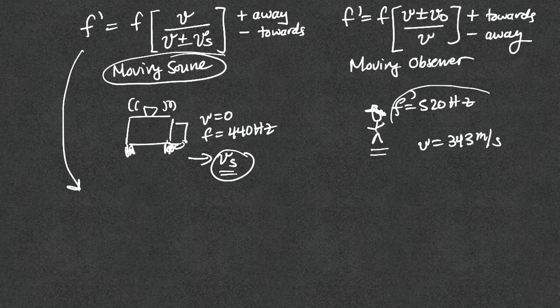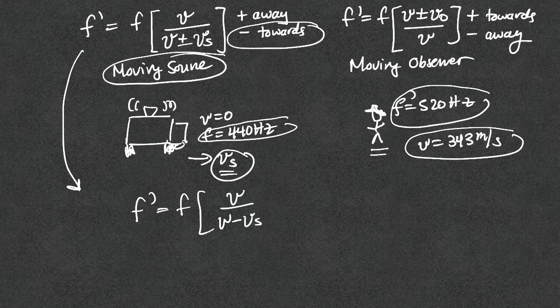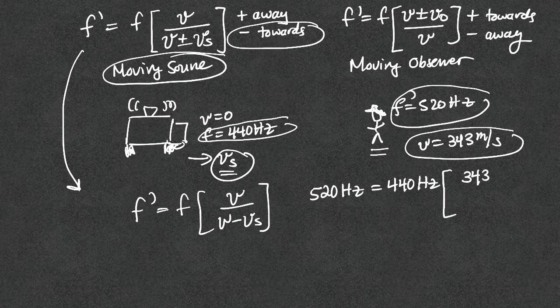We're given f prime, the altered frequency. We're given f, the original frequency. We know the velocity of the sound wave, and we want the velocity of the source. The question is, what sign do we use? Since the source is moving towards the observer, we're going to use the minus sign. So let's go. f prime equals f times v over v minus vs. So f prime is 520 hertz equals 440 hertz times v, which is 343 meters per second, divided by 343 meters per second minus v source.